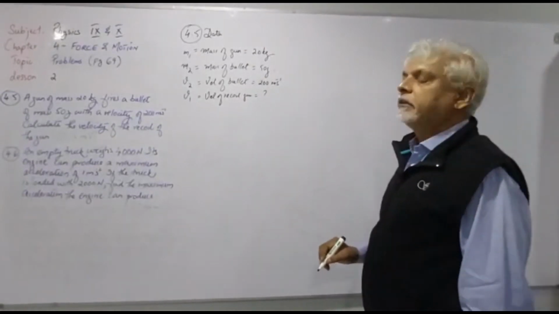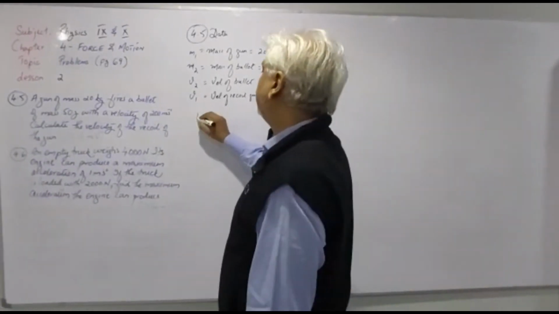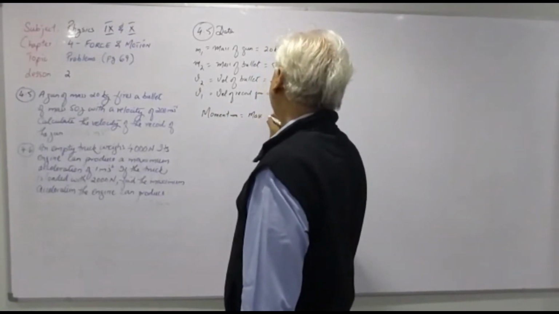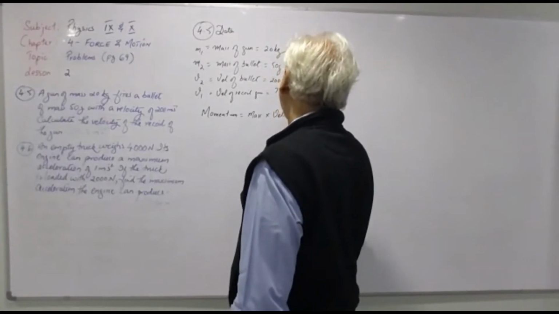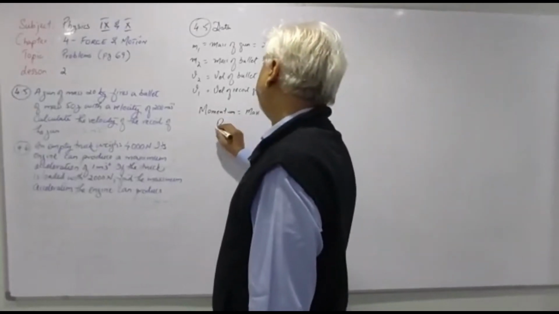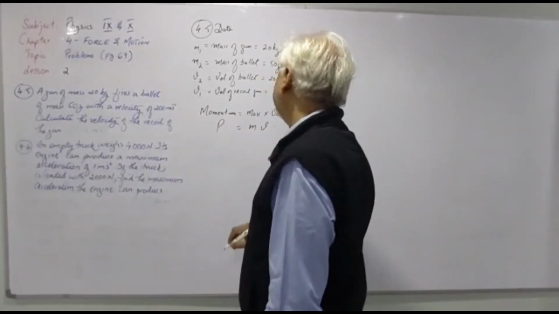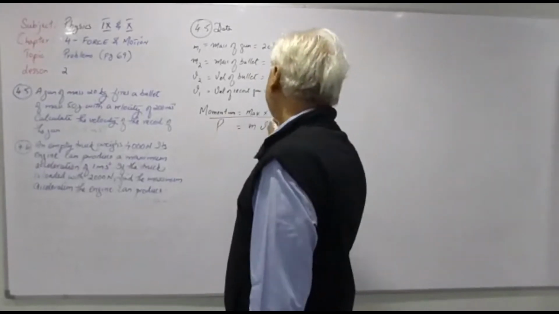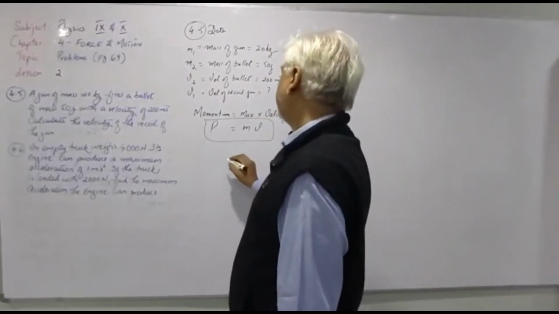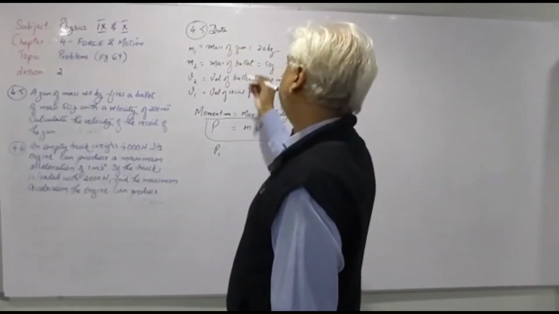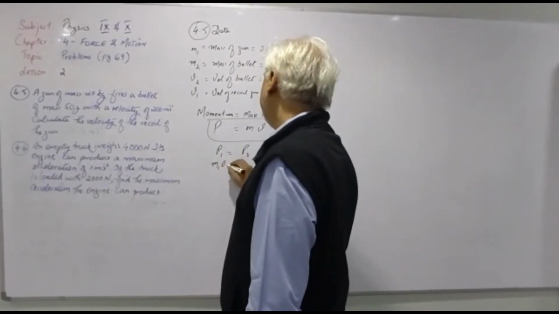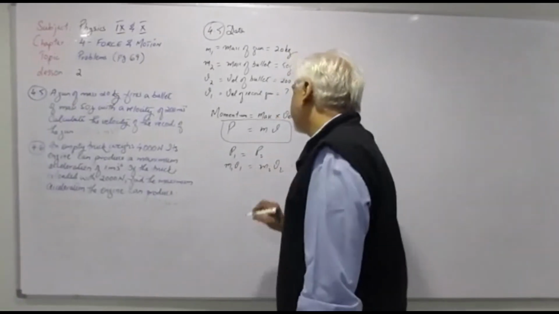Now, here we'll be using the formula for momentum. Momentum is equal to mass times velocity. It is the product of mass and velocity. If momentum is denoted by P, mass as M, and velocity as V, so we have P is equal to mv. Now, according to the law of conservation of momentum, the total momentum before and after collision is the same, so we can say that P1, momentum of the gun, is equal to the momentum of the bullet, so M1 V1 equals M2 V2.